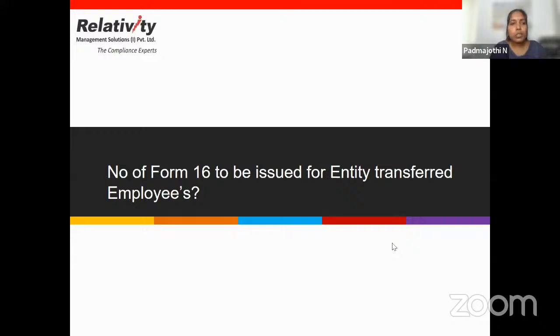Next we are going to see the multiple questions that everyone has, such as how to handle entity transfer cases, and whether it is mandatory for me to report the previous employer income. We are going to check these cases individually. First is the number of Form 16s to be issued for entity transfer employees. For example, within the same group, we transfer employees from one entity to another. In this case, how many Form 16s do we have to issue? Can you put your response in the chat box so that I can see it?